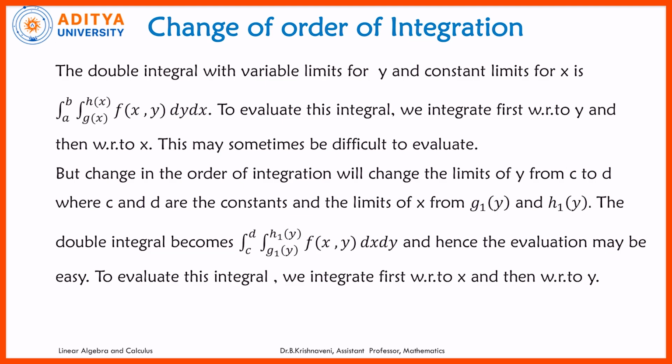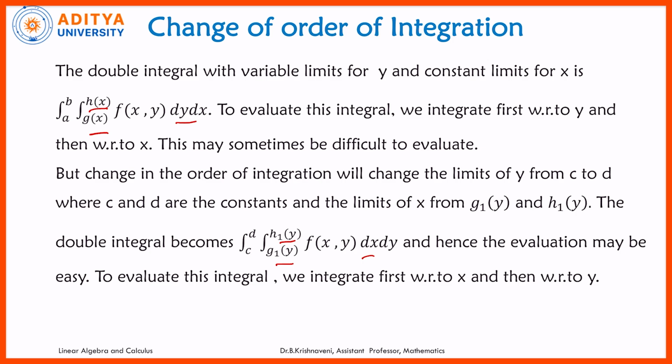So let me explain how to change the order of integration. Usually we change the order of integration whenever one variable has variable limits. For example, if you have the limits in terms of x, those are y limits. Suppose the limits are in terms of y, those are x limits. In these cases only we can change the order of integration. If all the limits are constants, then there is no need to change, because you can follow any order for the evaluation part.